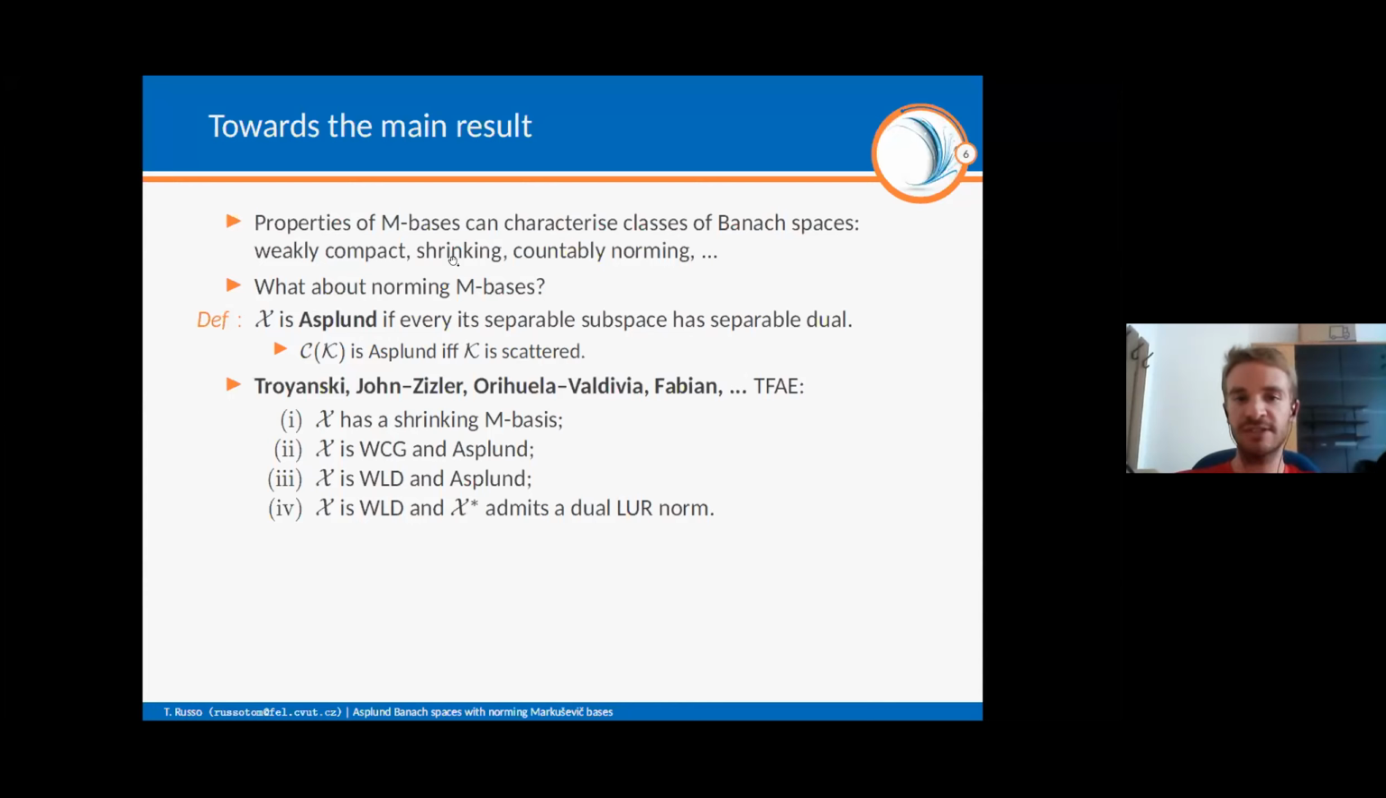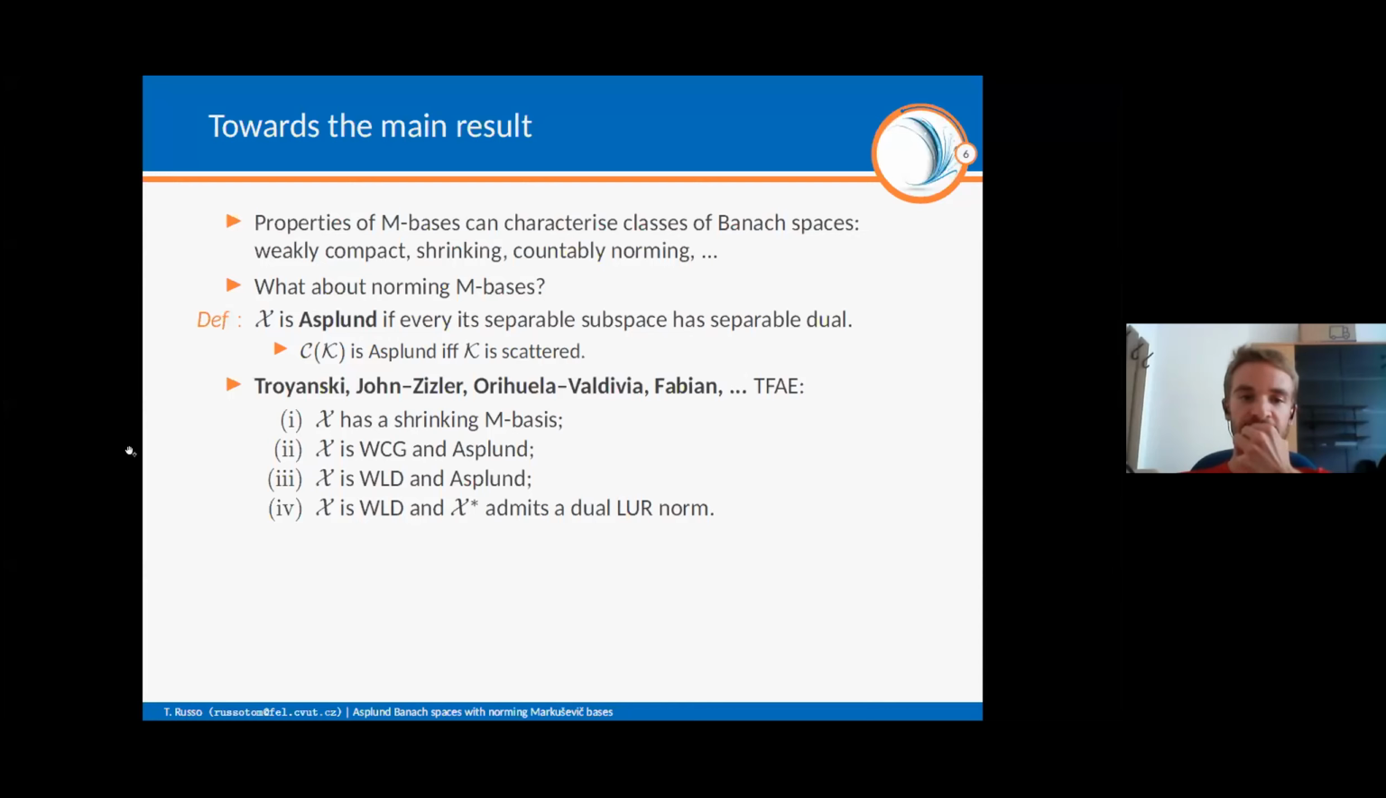state this important result, this very elegant characterization of spaces admitting a shrinking basis, because a Banach space admits a shrinking Markuševič basis precisely when it is simultaneously weakly compactly generated and Asplund. So shrinking basis is exactly equivalent to both WCG and Asplund simultaneously, and it's also equivalent to being WLD and Asplund, or again being WLD and the dual admitting a dual locally uniformly rotund norm.